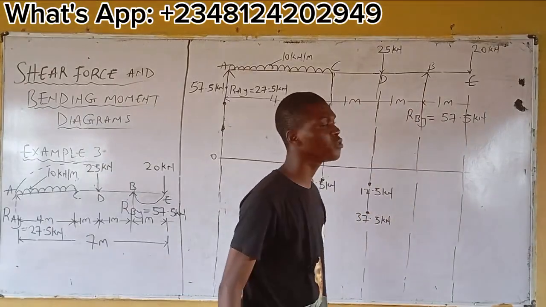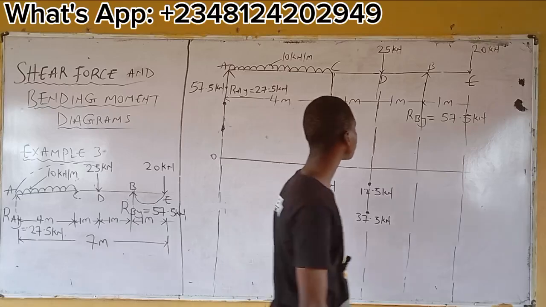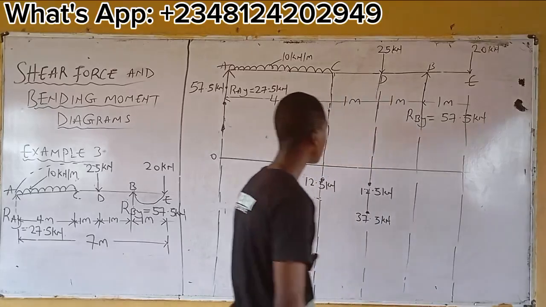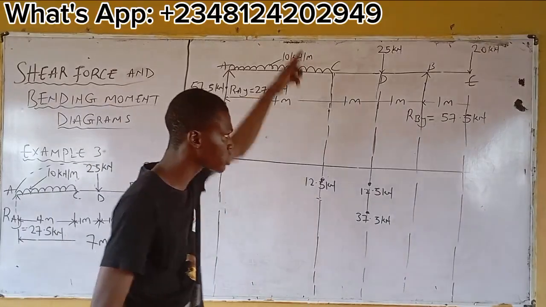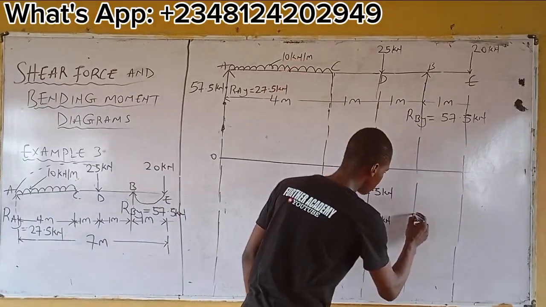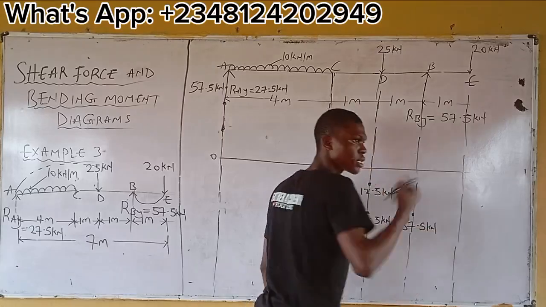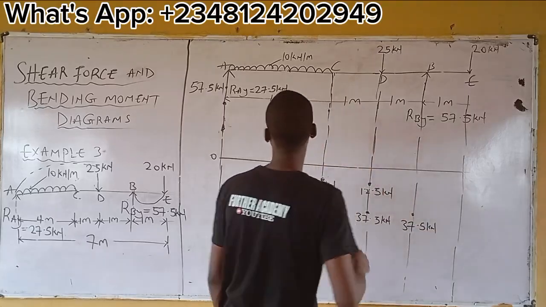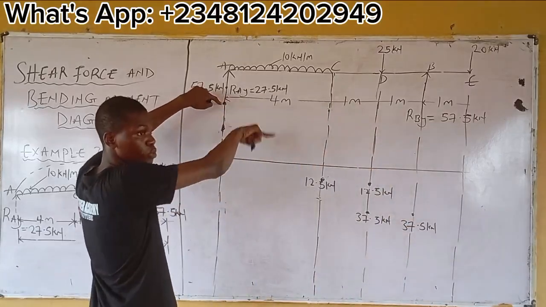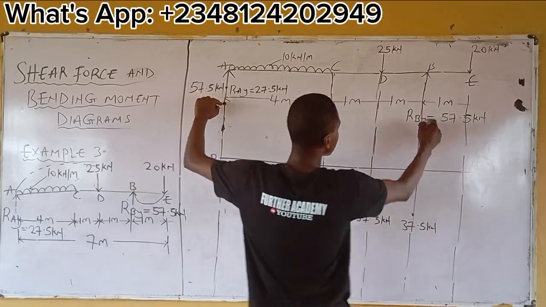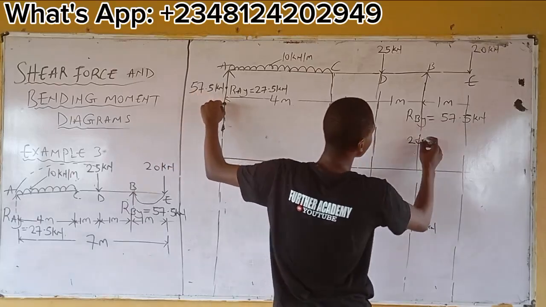No. What about B? Moving on to B. Minus 37.5 before positive 20. So I'm having this 37.5 kilonewton, then you cannot tell me positive 20. By positive 20, if this is 27.5, it is going to be below it. So let's say this is 20 kilonewton.